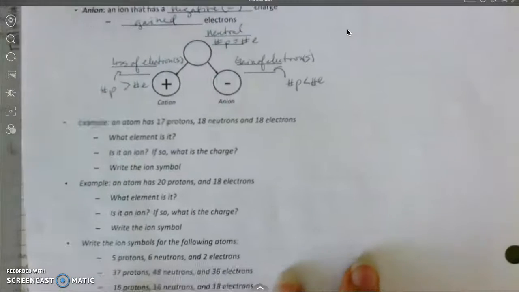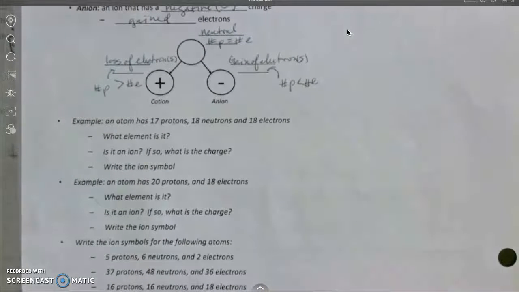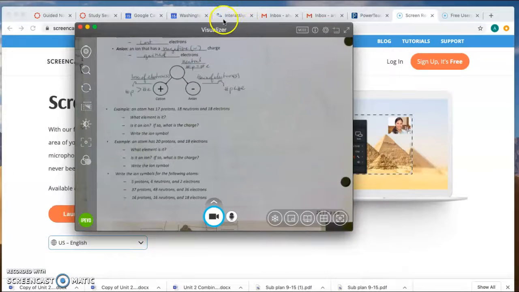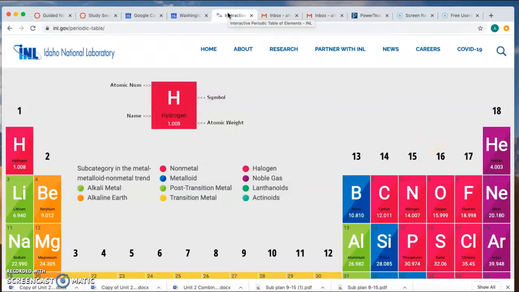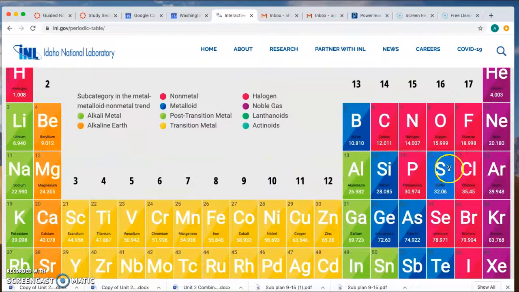Okay, let's play with this idea a little bit. Let's do the first couple of these together. So an atom has 17 protons, 18 neutrons, and 18 electrons. What's the element? Okay, let's go to our periodic table. All right, so we have an atom that has 17 protons. We know that protons are directly correlated to the atomic number, and that tells us our element. So when we look here, I have an atomic number of 17. So chlorine is the element.